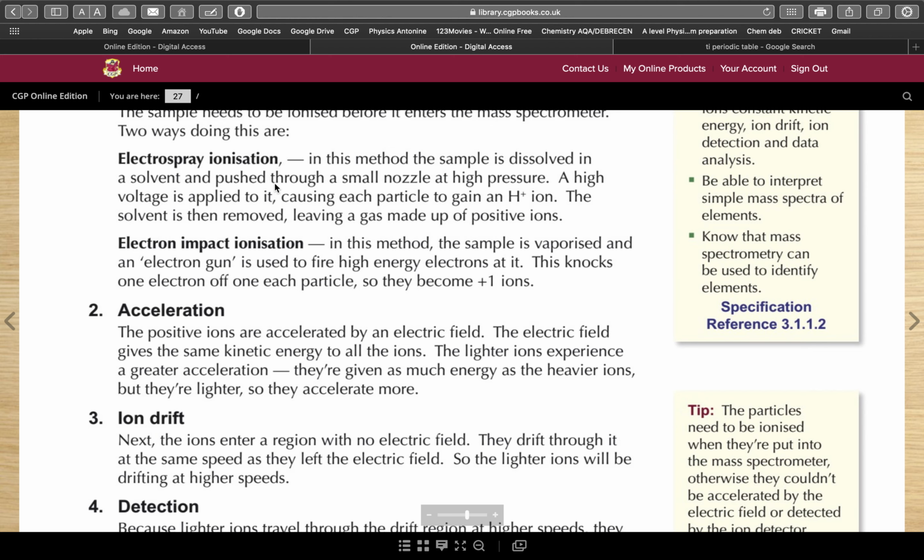So in this method, the sample is dissolved in a solvent and pushed through a small nozzle at high pressure. High voltage is applied to the solvent, causing each particle to gain a hydrogen ion. The solvent is then removed, leaving a gas made with positive ions.